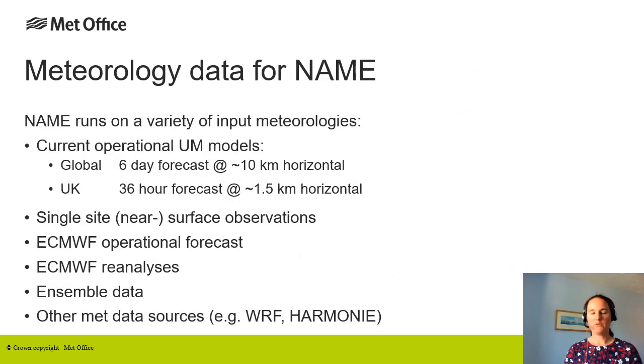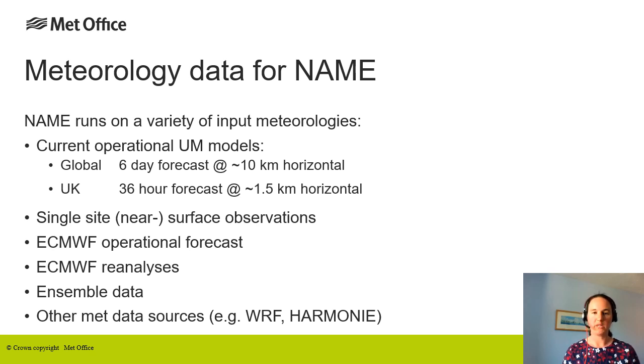So NAME can use a variety of meteorological data. Currently we're using two resolutions of metadata at the Met Office. We're using a global metadata which has a 10-kilometre resolution and provides a forecast out to 6 days. And we're using a local UK metadata which has a 1.5-kilometre resolution but is limited only to the UK and has a 36-hour forecast.